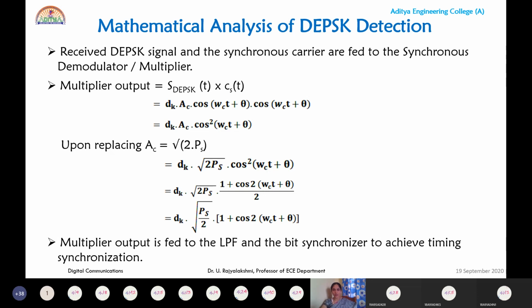But cos square x, you can rewrite as (1 plus cos 2x) by 2. So it will be 1 plus cos 2(omega ct plus theta) divided by 2. So the 2 gets cancelled, and you will get dk into root Ps by 2 into (1 plus cos 2(omega ct plus theta)). Now this output is applied to the low pass filter, and simultaneously it is fed to the bit synchronizer to achieve timing synchronization.